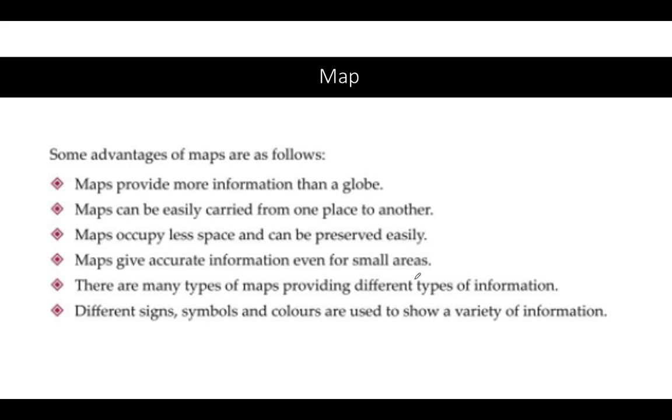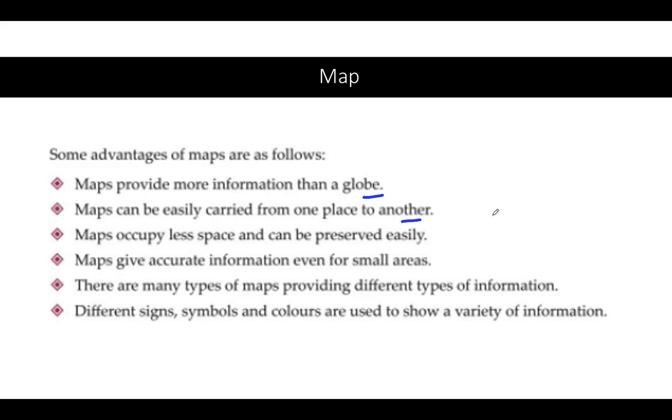What are the advantages? The first thing you can see is that maps provide more information than a globe. We will talk in detail about how a map shows more information than a globe, but if you see a map of India, then it gives more detailed information than a globe, because on a globe India is just a part of the entire world, but a map shows in detail each and every part of India.